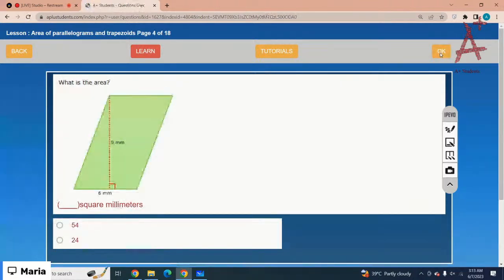Okay, what is the area? So which is the correct option? You have to do 9 times 6. That is a parallelogram. So for the parallelogram, height is 9 and base is 6. You have to do 9 times 6. That would be 54. Got it?